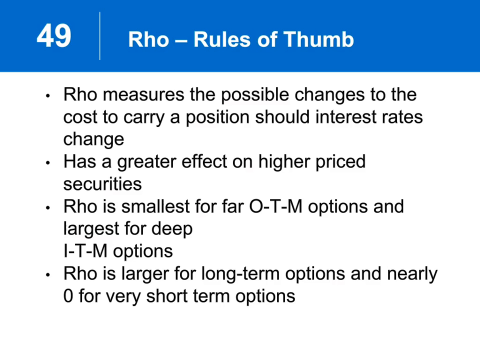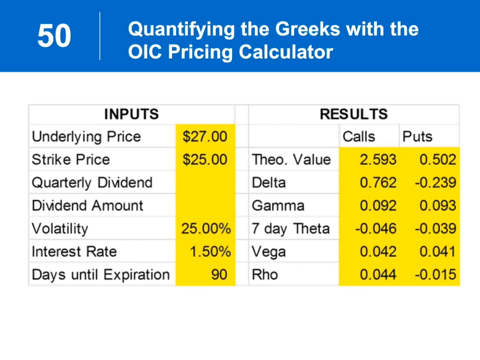Just a couple more things. The pricing calculator, you will get those two right-hand columns: the delta, gamma, theta, vega, and rho. Get comfortable with those numbers when you're on your platform, and hopefully you will go to the OIC pricing calculator to become more comfortable on your platform.